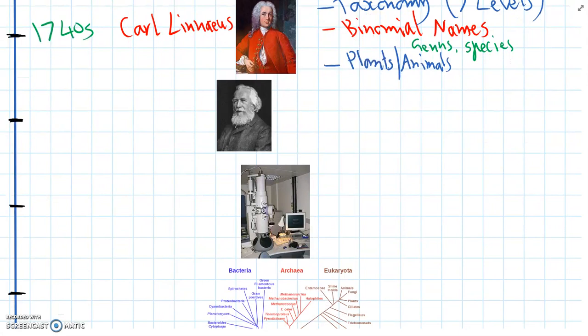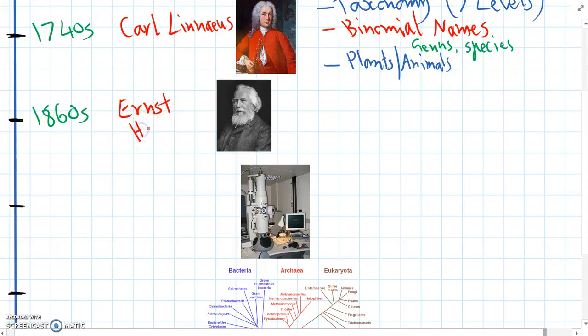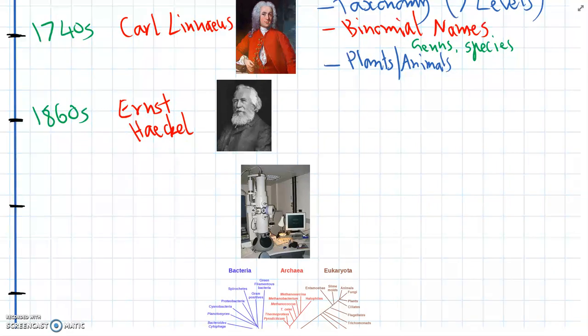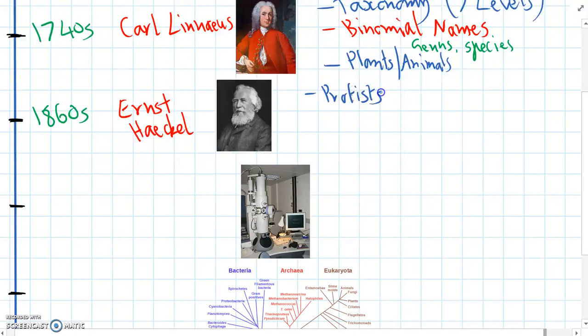Next, we move along about 100 years to the 1860s, to this scientist called Ernst Haeckel. And he did a little bit more thinking because microscopes had been invented. And he saw that there were some microscopic organisms, and he called them protists. So this is the first time that we now have 3 kingdoms. Haeckel had the plants, the animals, and the protists.